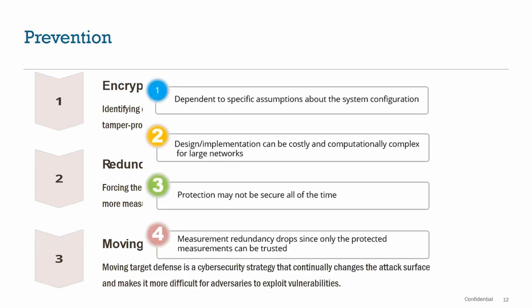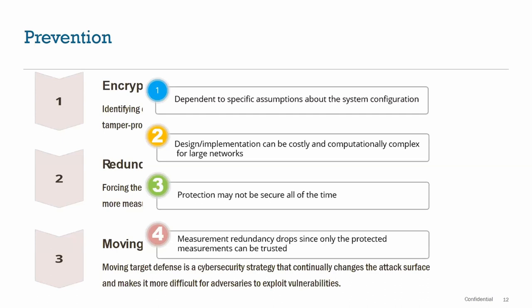First, they depend on specific assumptions about the system. The prevention methods, the papers, works, and projects that have been done on prevention, assume a static smart grid. There is no line contingency, no generation outage, no line outage, no integration of renewable energies, no integration of distributed energy, solar panels. They imagine a static network, while the smart grid is a dynamic network.